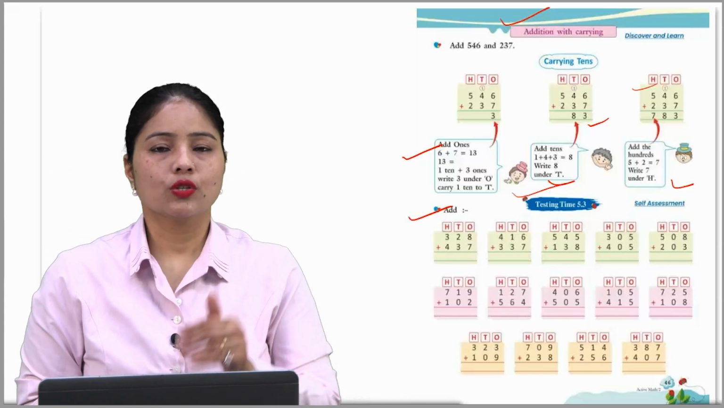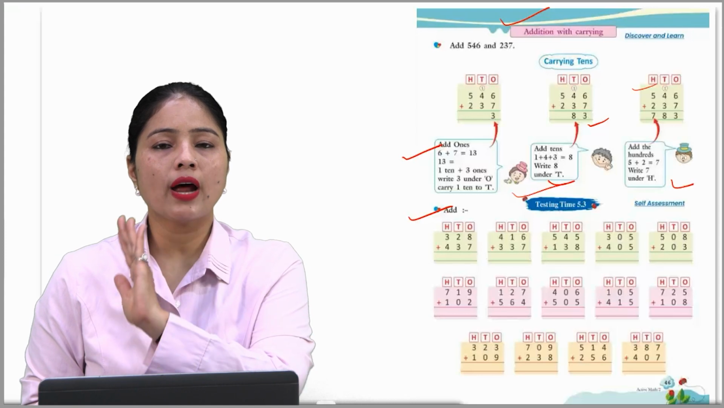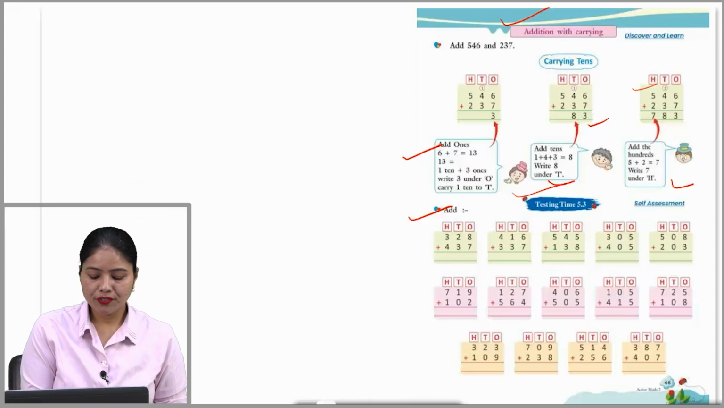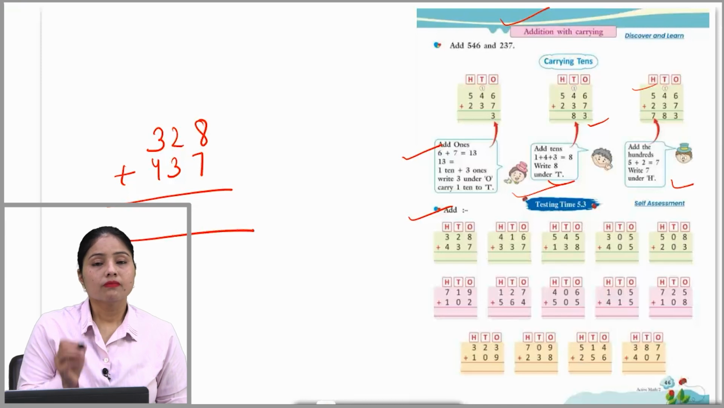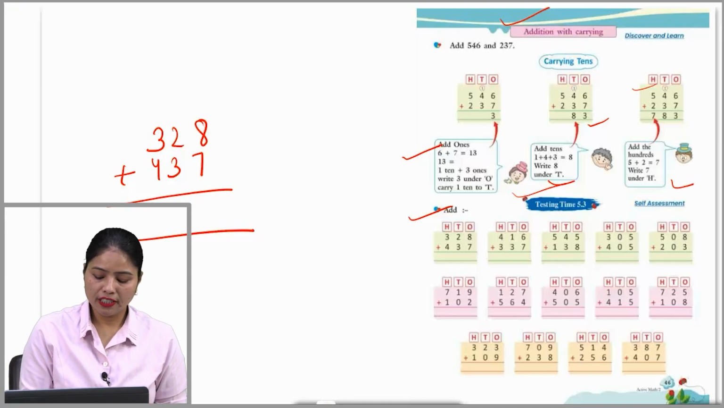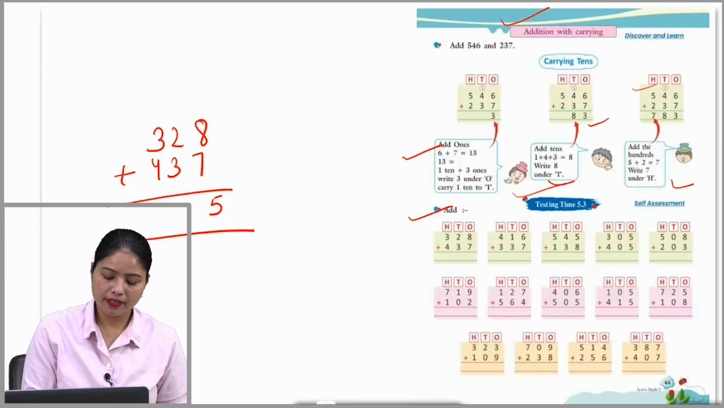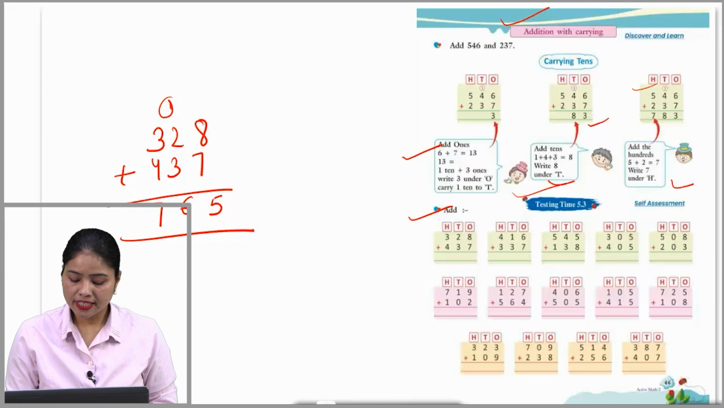First one is add 328 and 437. So write it 328 and 437. Then 7 and 8, 15. 15 का 5, carry 1. 3 और 2, 5 और 1, 6, and 4 और 3 is 7. So 765 is the answer of that one.